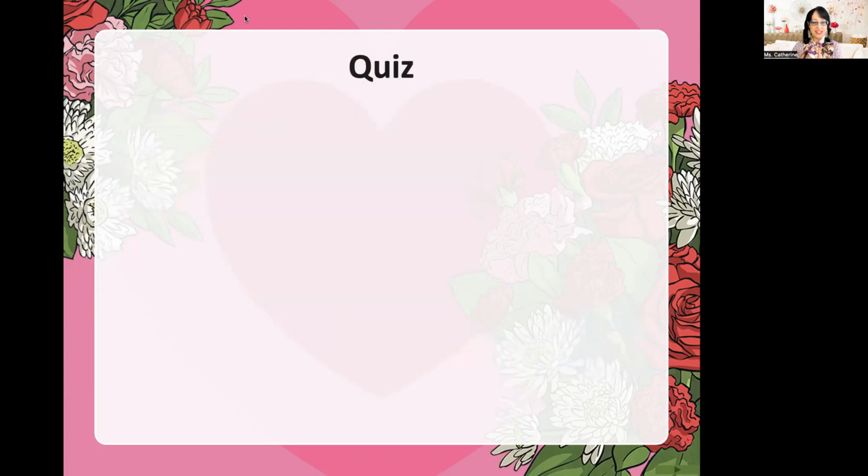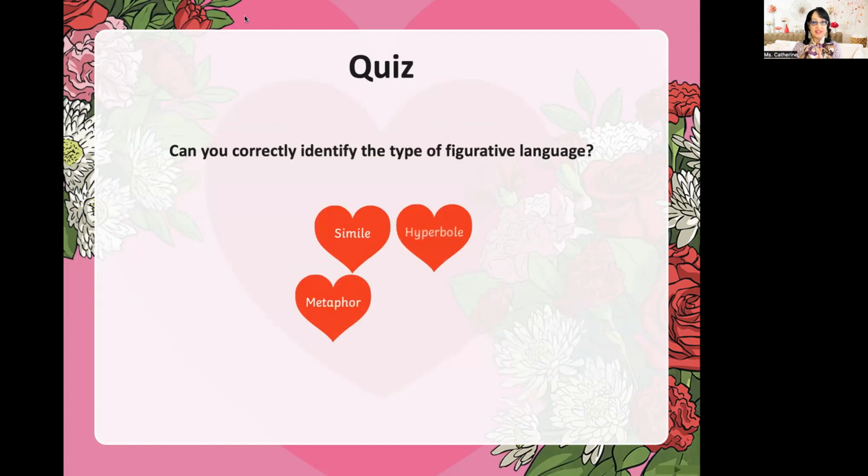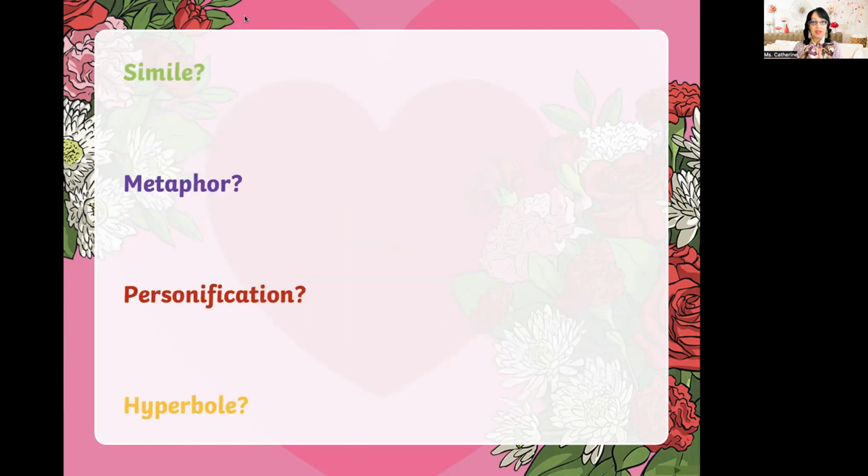Quiz time. I hope you paid attention. Let's test your knowledge. Can you correctly identify the type of figurative language? Let's repeat all four of these together. Simile, hyperbole, metaphor, personification. Good job. Now, we're going to see if we can identify which is the figurative language. Simile, metaphor, personification, and hyperbole. We're going to look at the sentence, and you are going to tell me which is the type of figurative language.